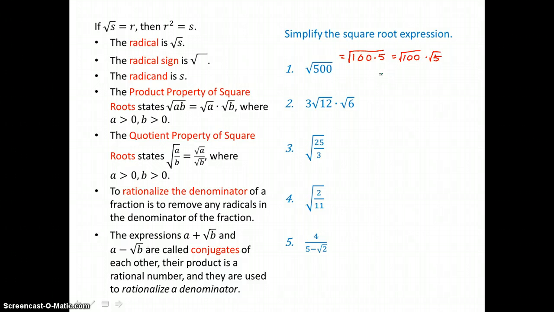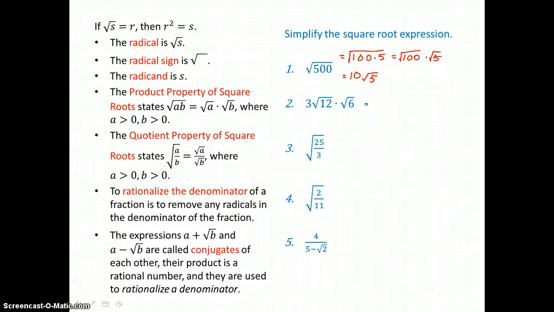Now the square root of 100 is 10 because 10 times 10 is 100, and that's what we're looking for, two factors alike that will give us that radicand. But I can't simplify the square root of 5, so the result is 10 times the square root of 5.